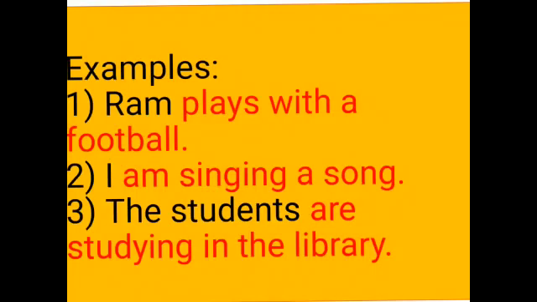So what do you understand by subject? Basically, a subject is a doer of an action. Or we can say subject is that part of a sentence which tells us what the sentence is about. On the other hand, predicate is that part of a sentence which tells us something about the subject. Like as we are talking about the sentence, Ram plays with a football. So who plays with a football? Ram. So doer of the action is Ram. And plays with a football gives information about the subject, that is Ram.